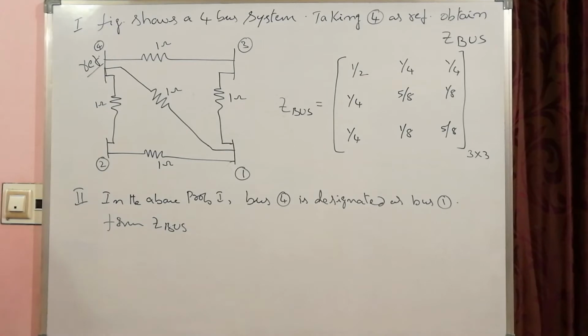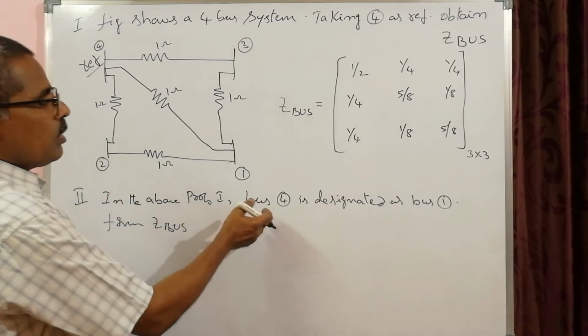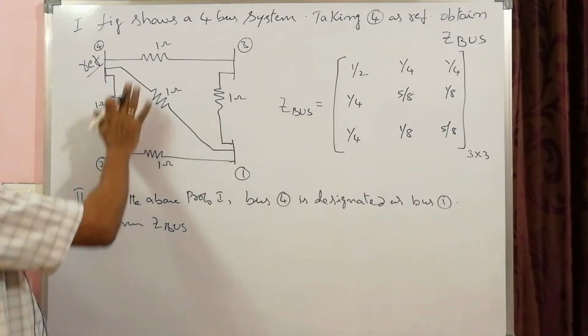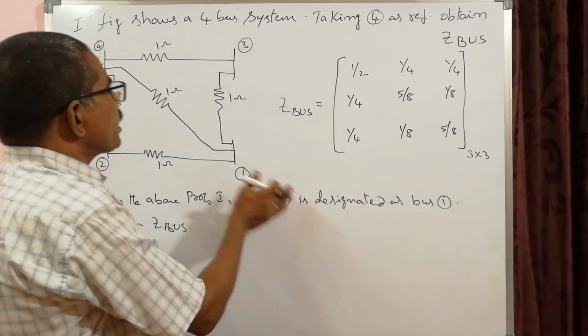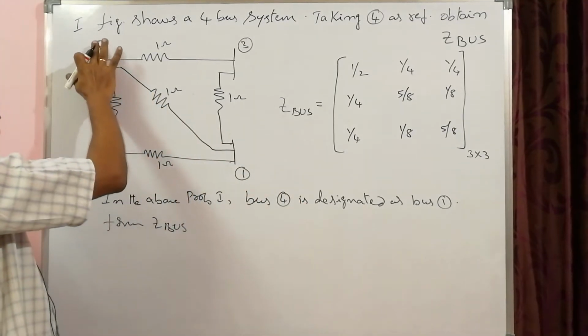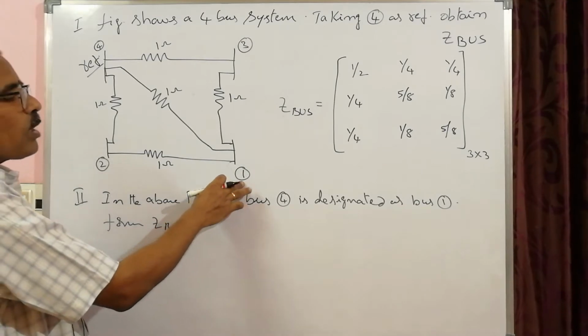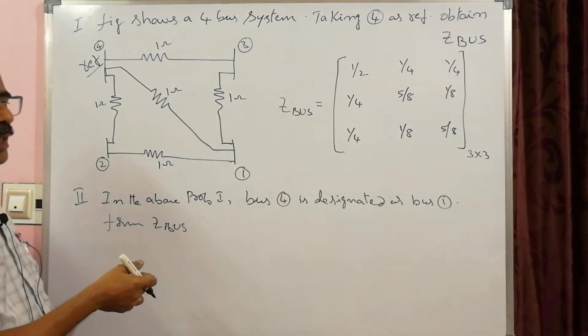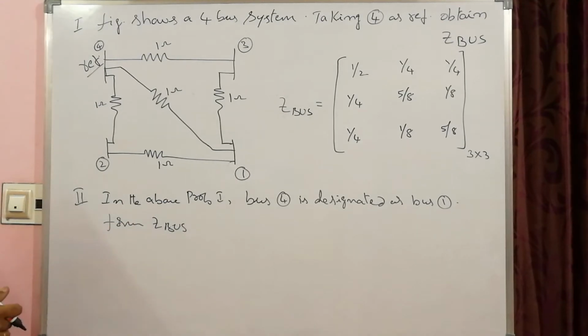Okay. So what is given? 1, 2, 3, 4. This is the system. In this case, 4 is designated as 1. So this 4 is to be treated as 1. Automatically, this 1 becomes 4. Okay. And for which, what is Z bus?